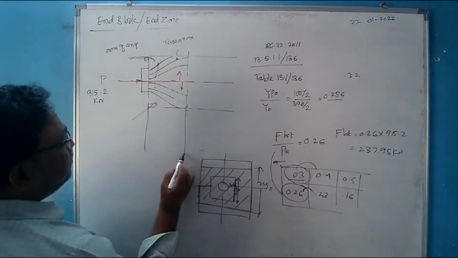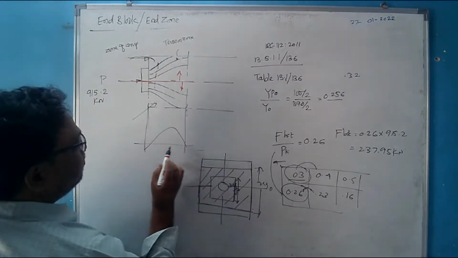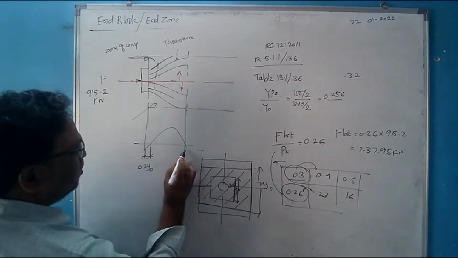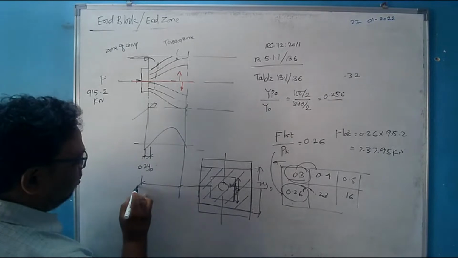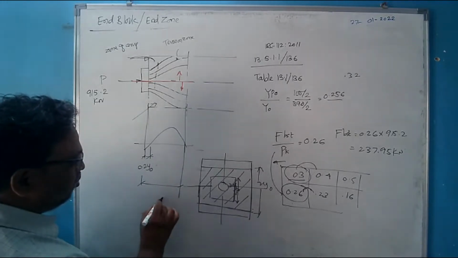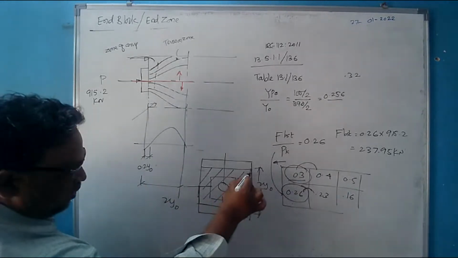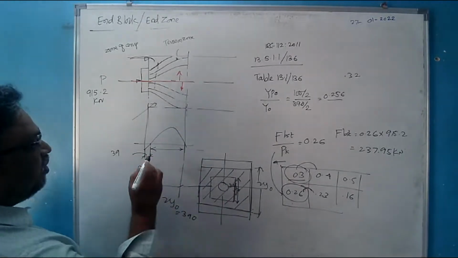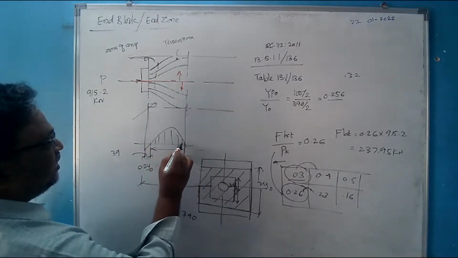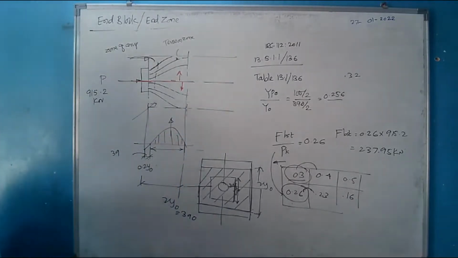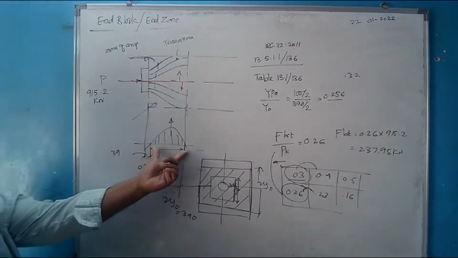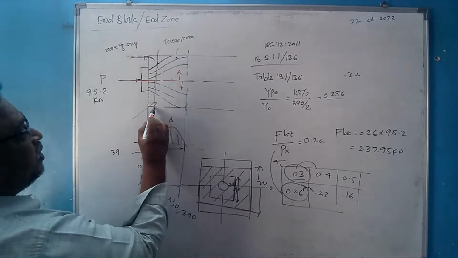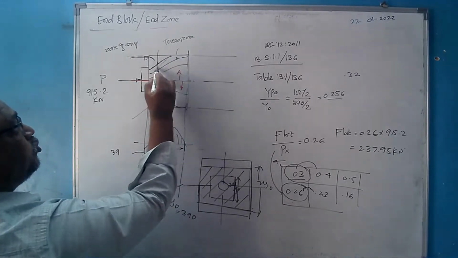आपको यहां ऐसे डायग्राम दिखेगा. This is 0.2 y naught up to here. This is equal to 2 y naught. This depth is 2 y naught. So how much from 39 mm to 390 mm? Within this part, the tension is acting. The bursting tension is acting. यहाँ तो compression है, यहाँ पर tension है. So we need to provide reinforcement in this zone. In this zone, we need to provide the reinforcement.